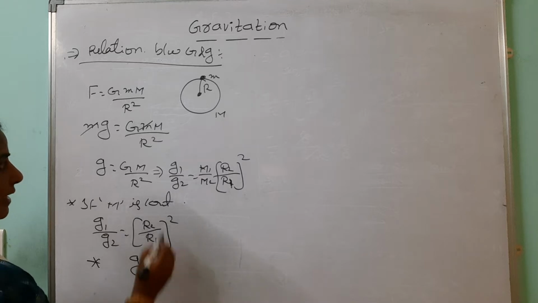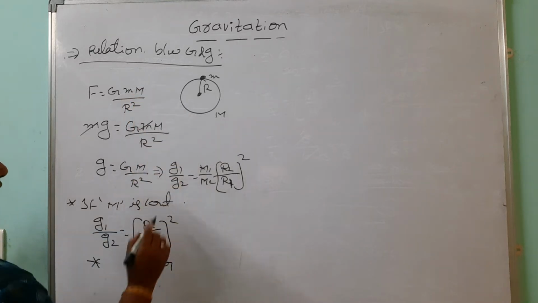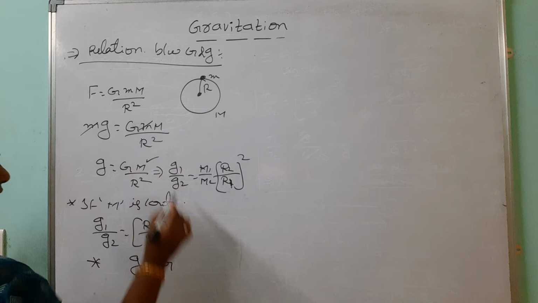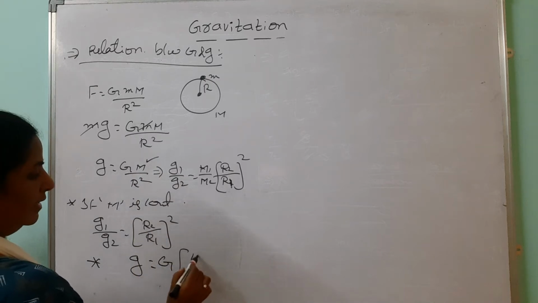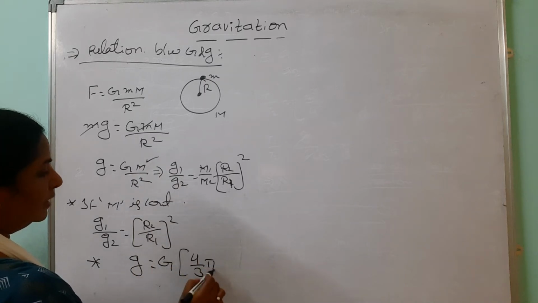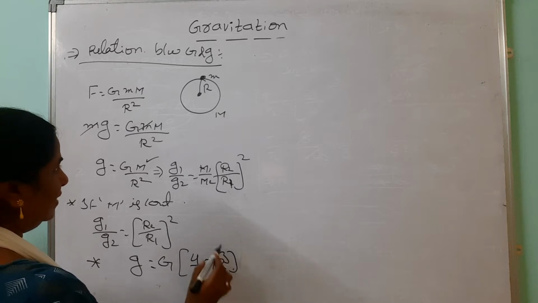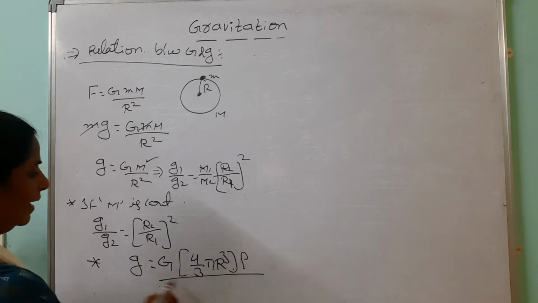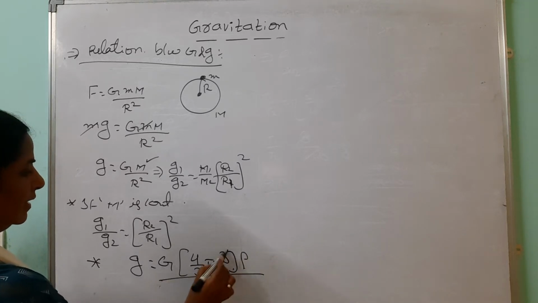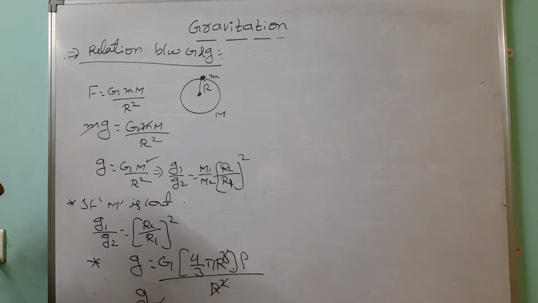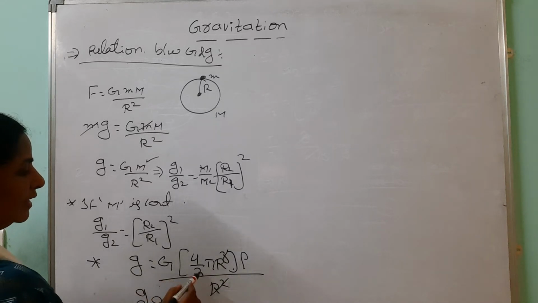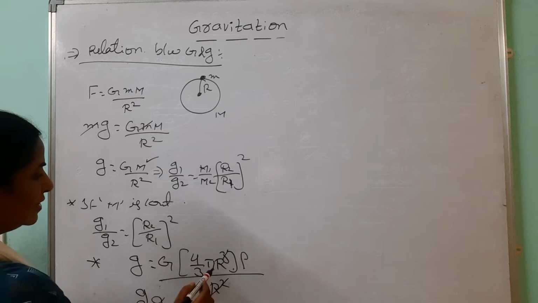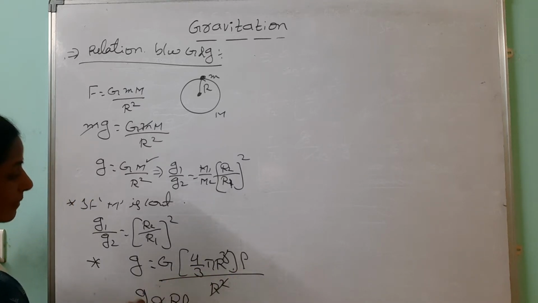Earth has a spherical shape. Instead of mass, we are taking volume into density. Volume of the Earth is 4/3 πR³ into density, divided by R². So this cancels. So g is directly proportional to 4/3, which is constant, capital G is constant, π is constant. Simply you can take it as R into density.